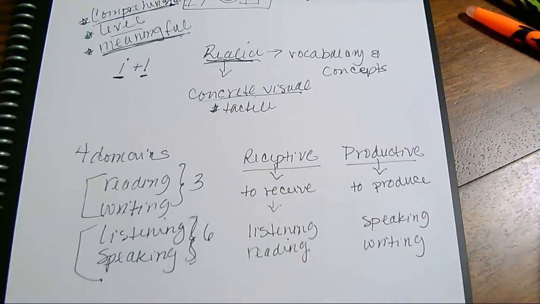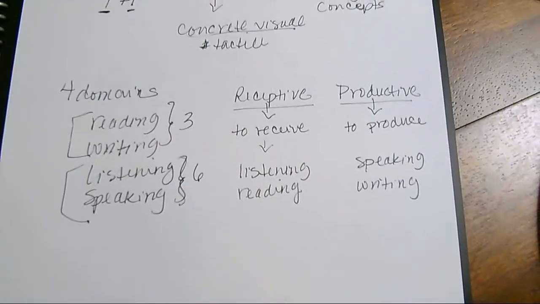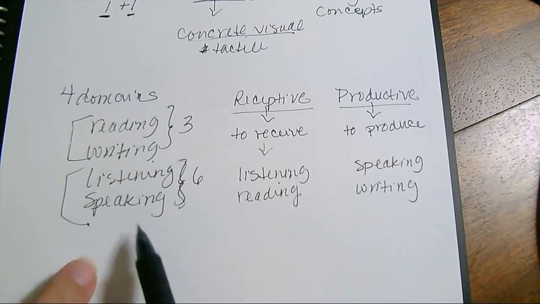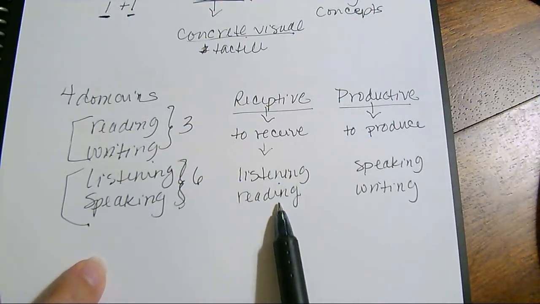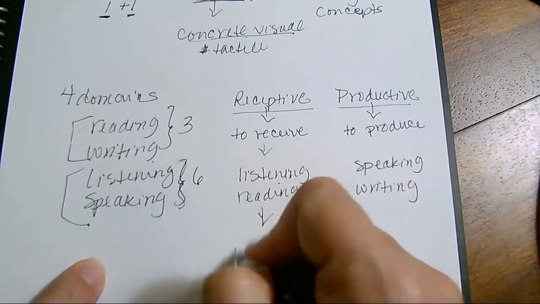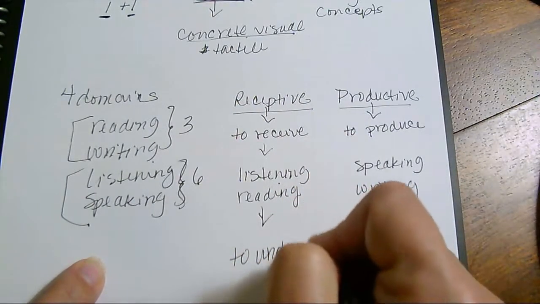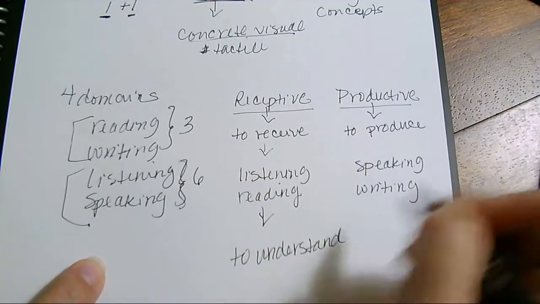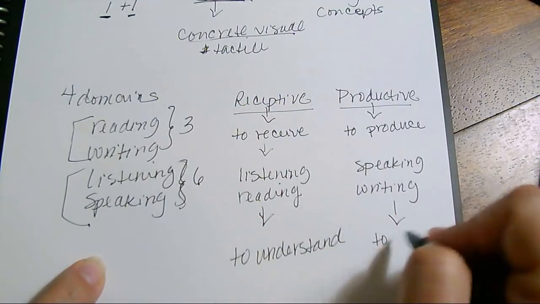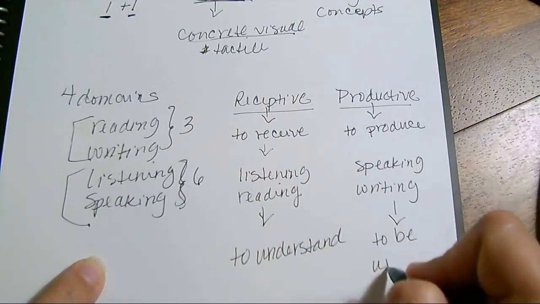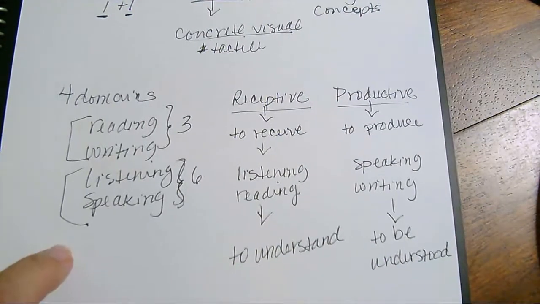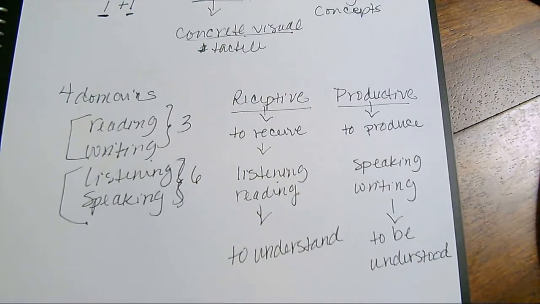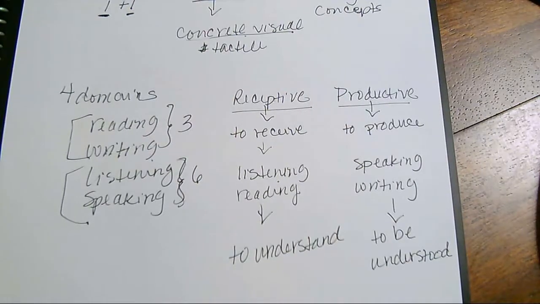So not only do we have these 4 domains, and we have to think about the language levels of those domains, we also need to understand, are these receptive skills? Is the student needing to understand? Or are these productive skills when the student needs to be understood? That helps us some with how we're teaching and the strategies we use when we're looking at these different characteristics of language.